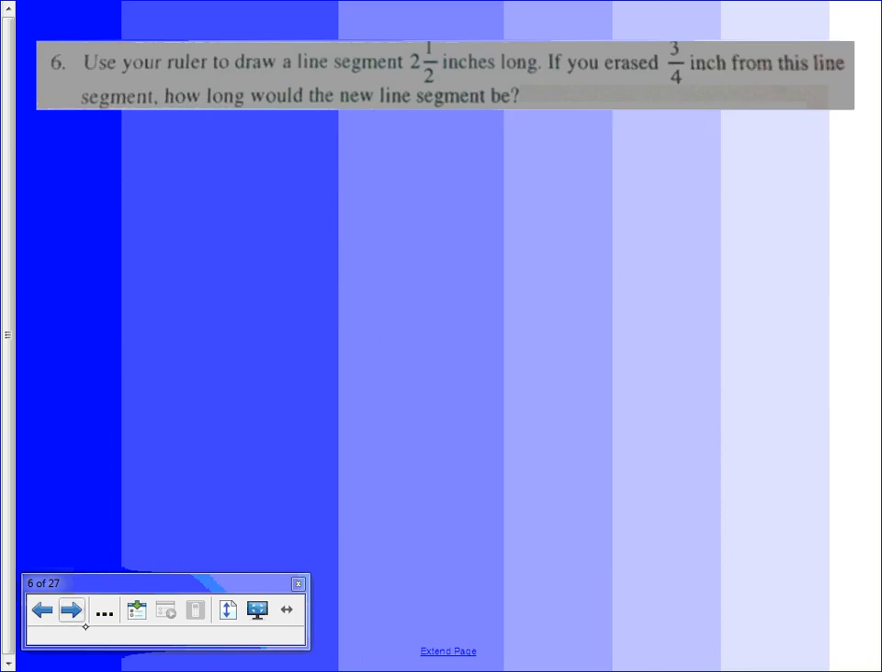Use your ruler to draw a line segment 2.5 inches long. If you erase 3/4 of an inch from this line segment, how long would the new line segment be? Now, I'm not worried about you drawing a line, but I am worried about you reading the question correctly and carefully. Well, they want you to erase. Erase means subtract. So we have 2.5 minus 3/4. Once again, finding a common denominator because we're subtracting. When you subtract or add, you're always finding a common denominator.